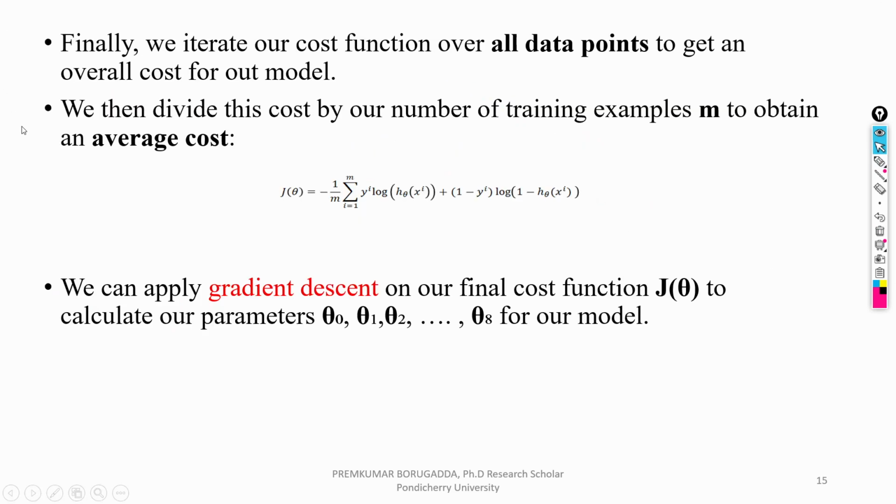Finally, we iterate our cost function over all the data points to get the overall cost function for our model. We divide our cost by the number of training examples m to obtain the average cost function. We can apply gradient descent on our final cost function J of theta to calculate the parameters for our model.